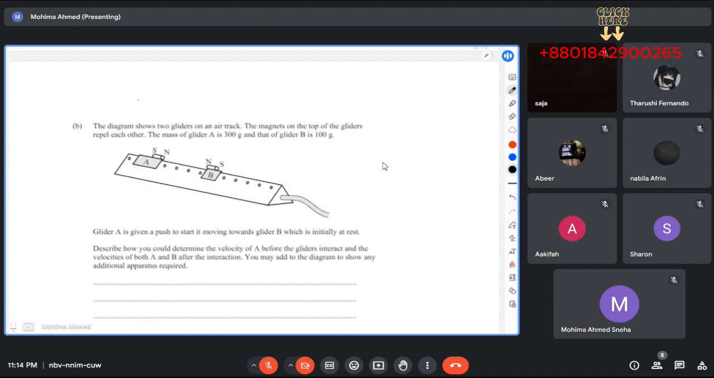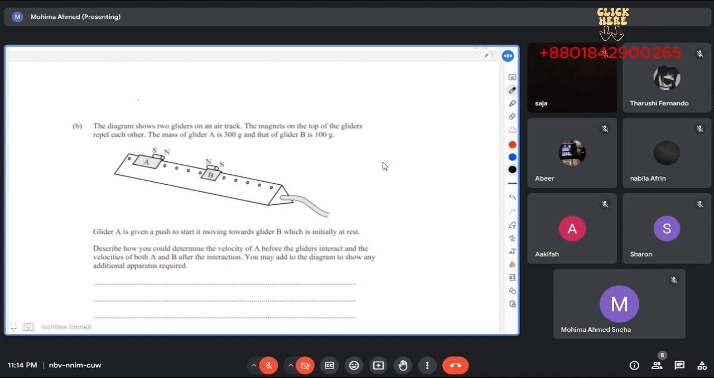And describe how you determine the velocity of A before the gliders interact and the velocities of glider A and B after the interaction. That is, how will you calculate the velocity of glider A and both glider A and B after this collision? And you may add anything to the diagram to show the additional apparatus required. So if you're using air tracks, what are the things we're supposed to use over here to measure that velocity? Can anyone tell me?